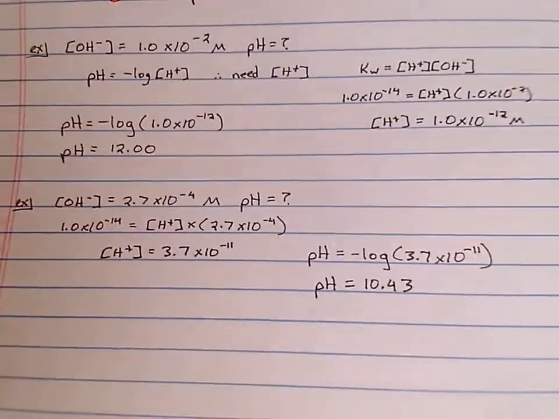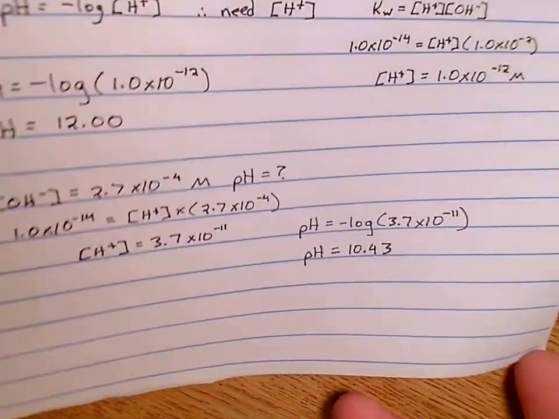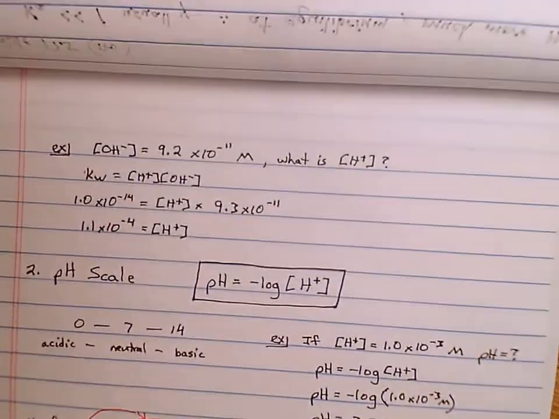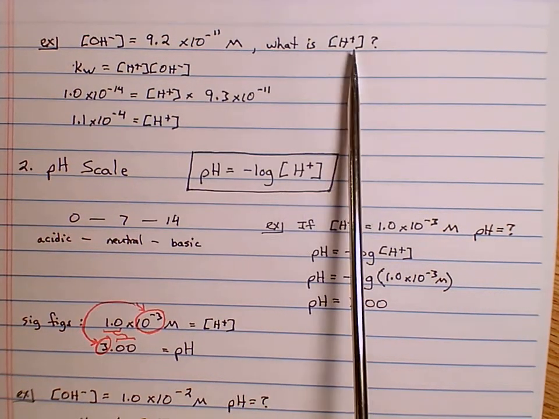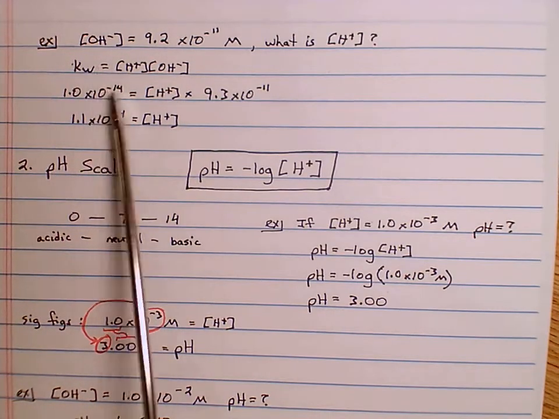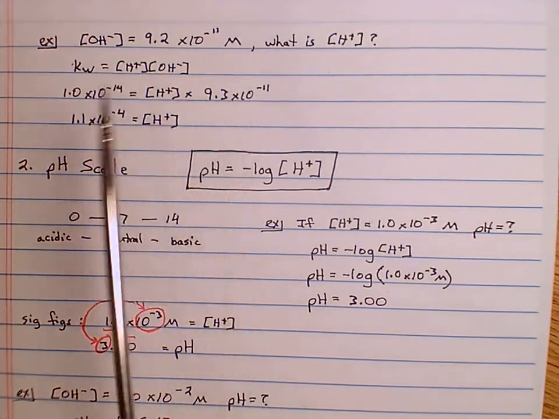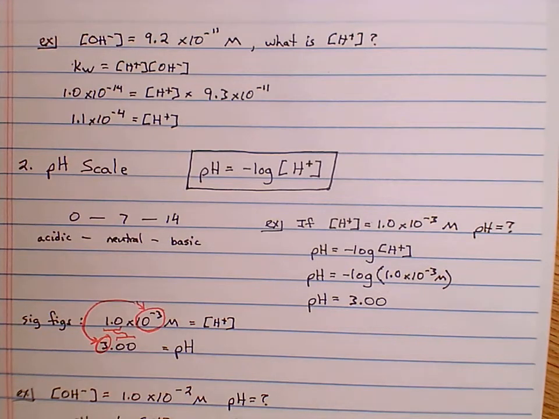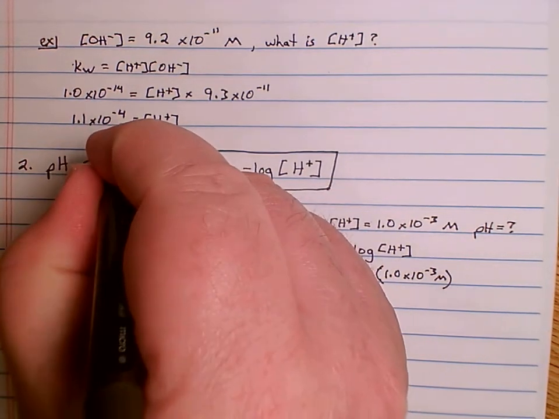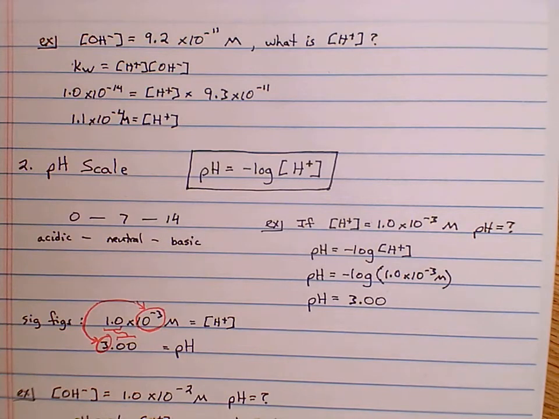Alrighty, well, let's do some more math. And yes, hopefully you're finding this math is not too difficult. What if the concentration of OH minus is 9.2 times 10 to the minus 11th molar? What's the concentration of H plus? Same thing, you plug it in, and you find the concentration of H plus is 1.1 times 10 to the minus 4th. Yes, that is right. Molar, since it's concentration.